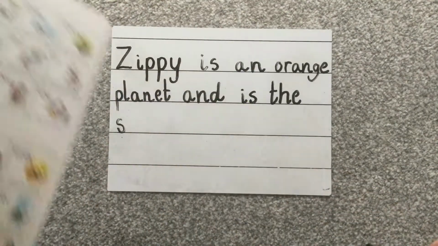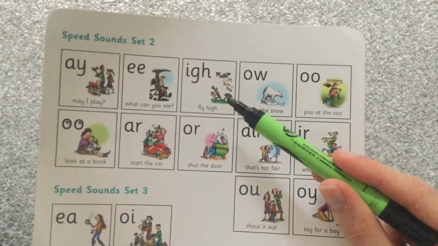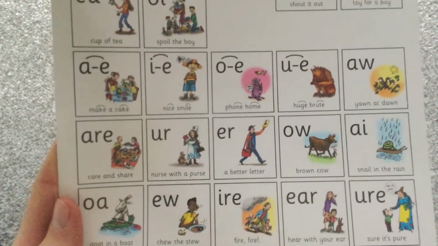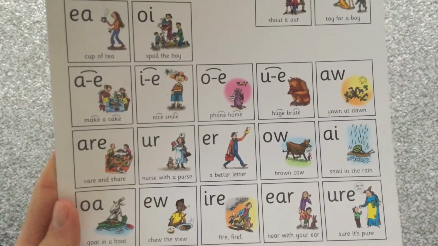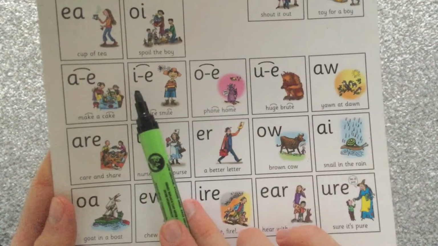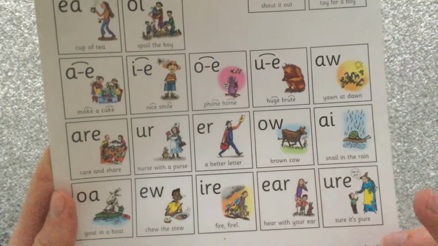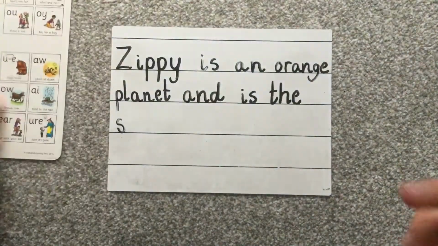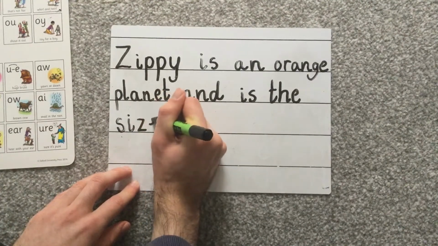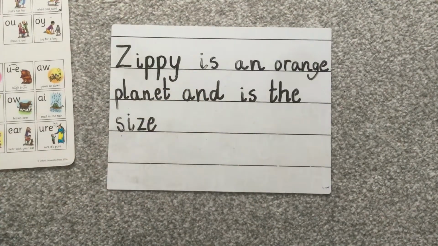I. Now, there are a few choices for I, so can you point to which you think I is? So we could have I, fly high. Let's look at the set 3 sounds. Can you spot any I's there? We also have the split special friend, I, nice smile. So with that sound, we would have the I, and the Z would go in between to keep the chatty special friends apart. I, split up the special friend with the Z, S, I, Z, size.